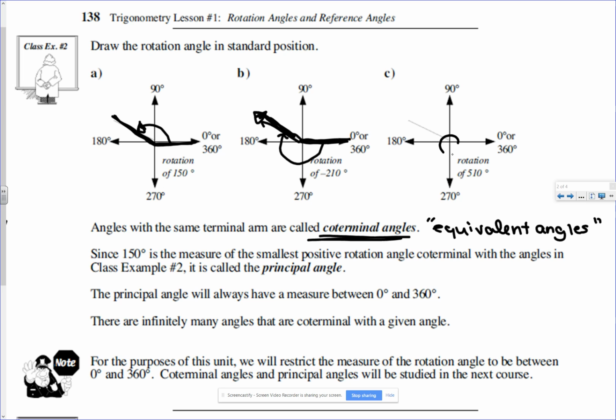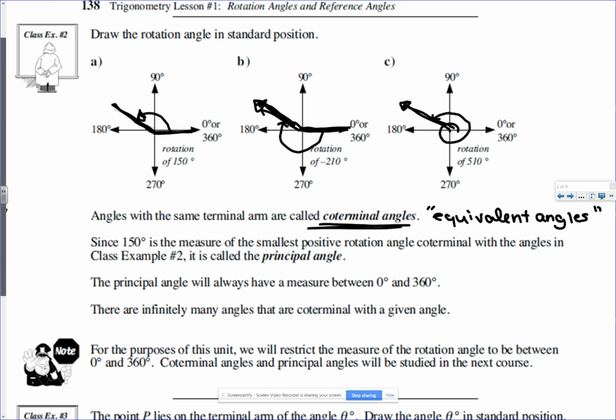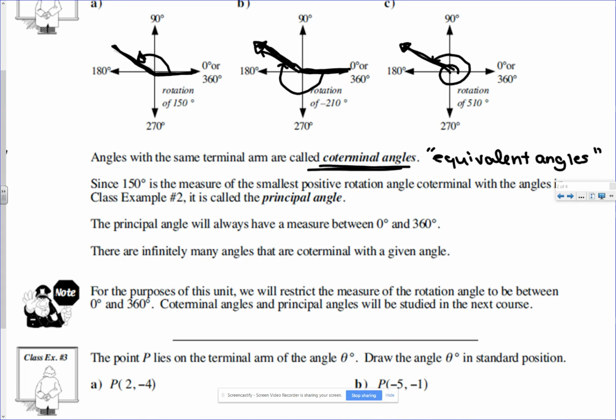So there is 360, 450, there we go, 510. So 360 to 450 to another 60 past, which is 510. So those are coterminal angles. They all look the same, but they use different values to get there.